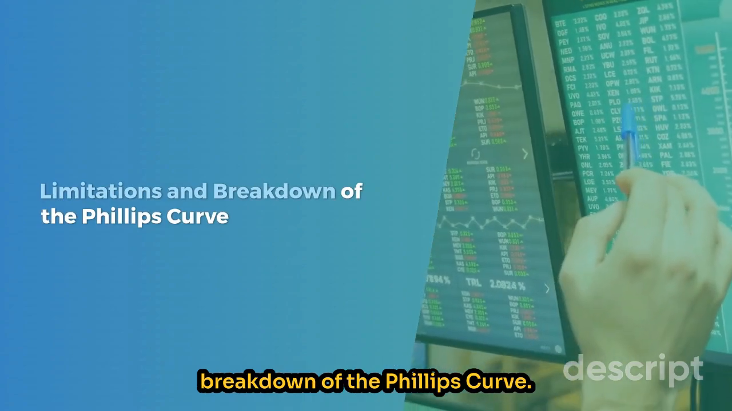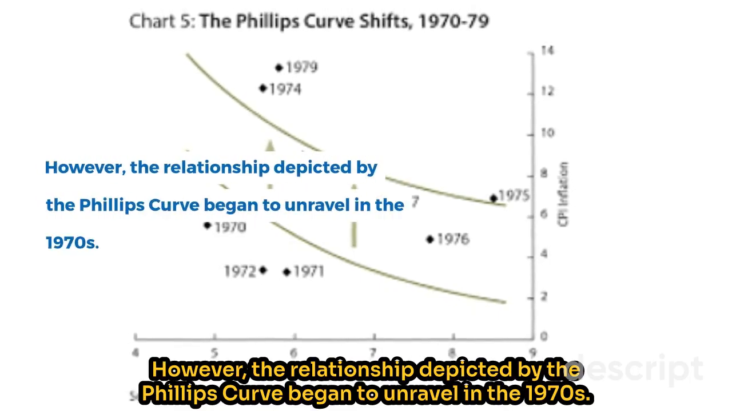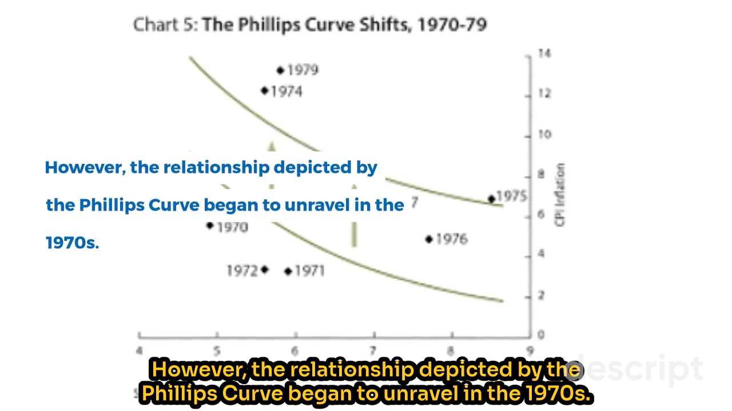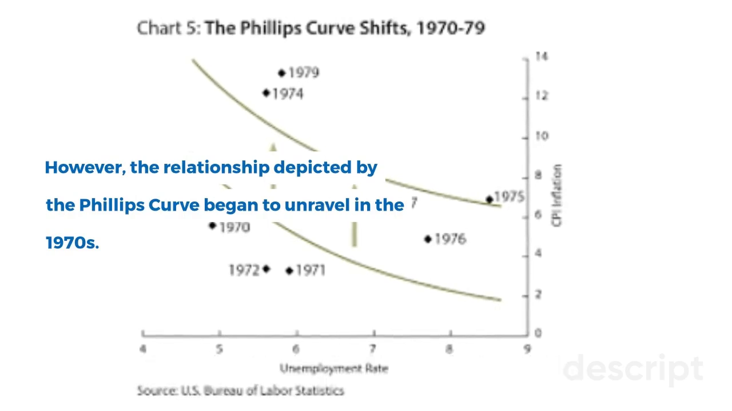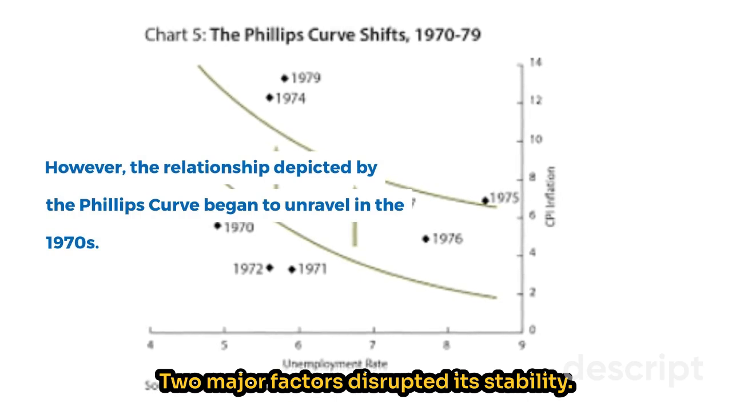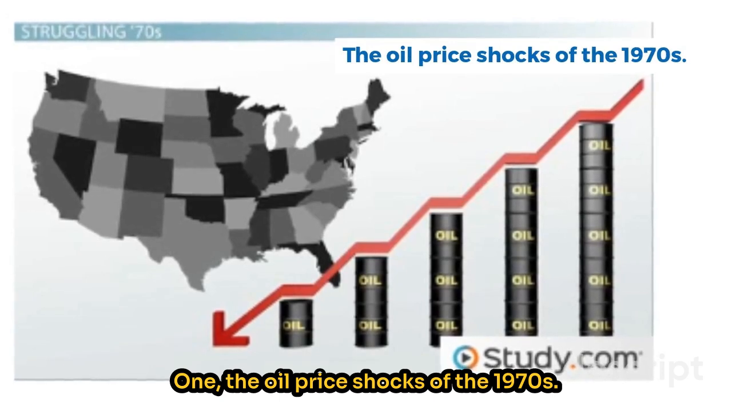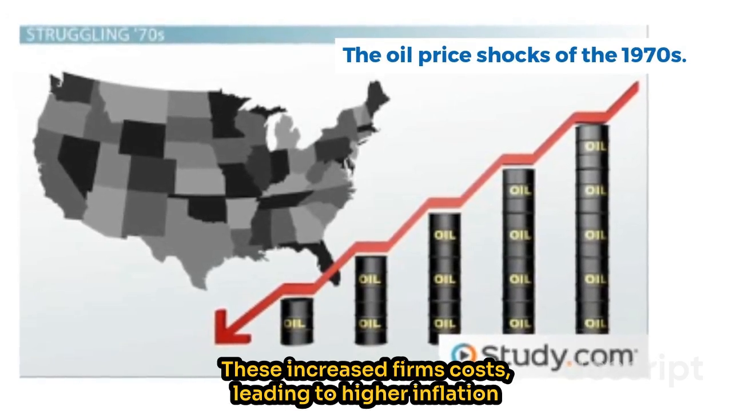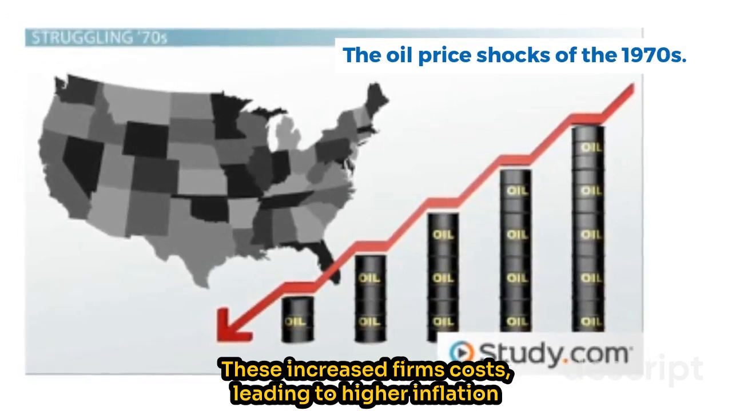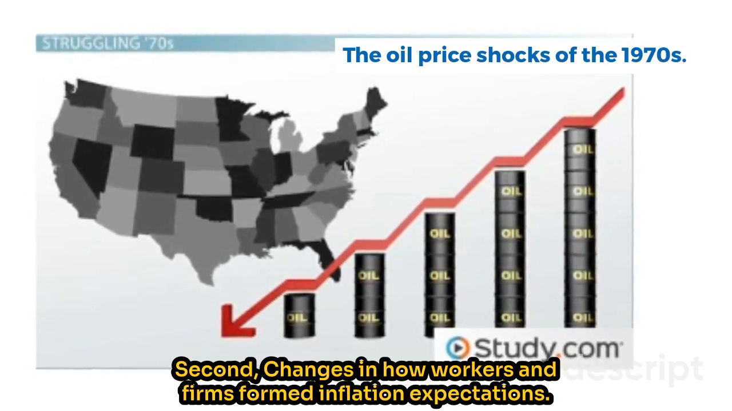Limitations and breakdown of the Phillips curve. However, the relationship depicted by the Phillips curve began to unravel in the 1970s. Why? Two major factors disrupted its stability. 1. The oil price shocks of the 1970s. These increased firms' costs, leading to higher inflation despite rising unemployment, a phenomenon known as stagflation.